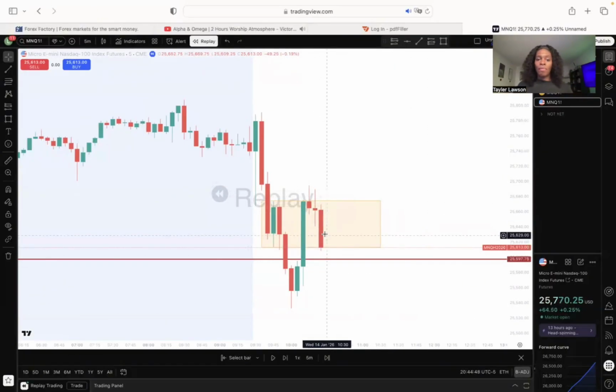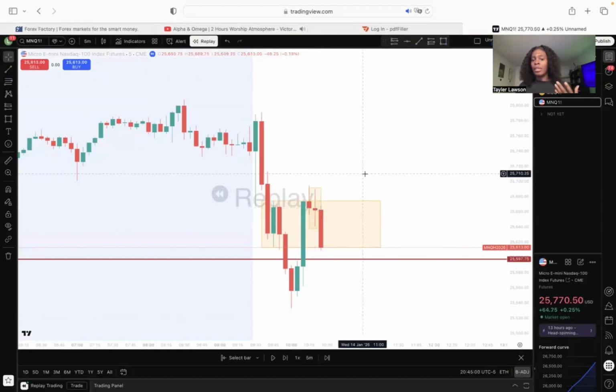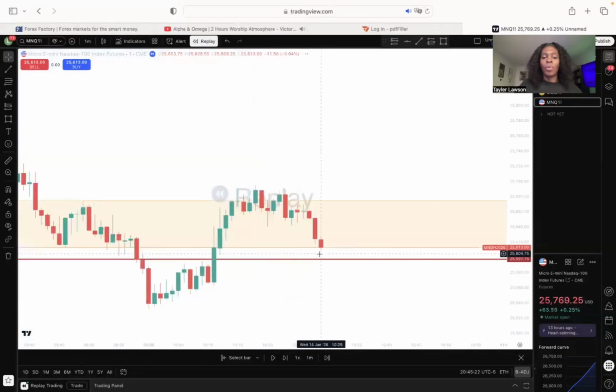And there was even more confirmation that price probably wanted to continue selling when this candle closed inside the zone, okay? But obviously the next candle let us know that there's a lot of selling pressure with price. So we are now looking to get in for sells. We're going to drop down to the 1 minute, and I'm going to tell you what we're looking for.